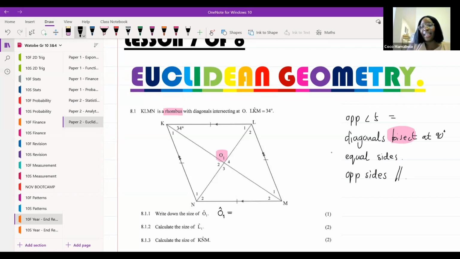Think about the property that Anotida's given us. Correct, Siamthanda, well done. That's it. It's equal to 90 degrees, because Anotida's already told us that the diagonals of a rhombus bisect at 90 degrees. So this is the diagonal right here. This is the bisect, which means O1 is 90, O4 is 90, O3 is 90, and O2 is also 90. So we automatically know that O1 is equal to 90 degrees. Well done. One free mark.